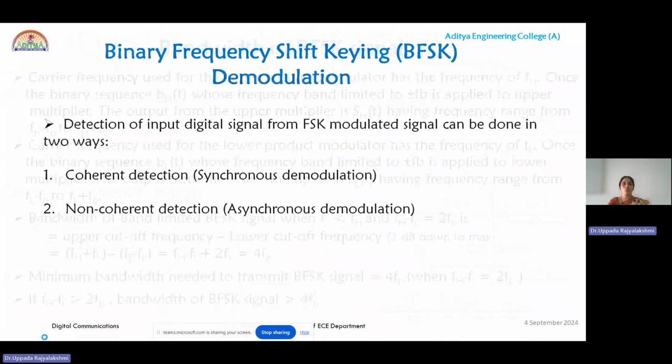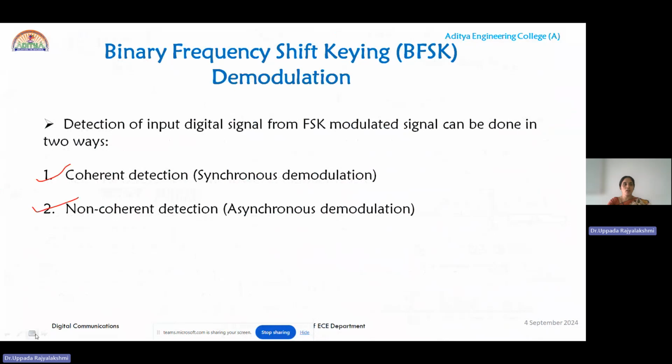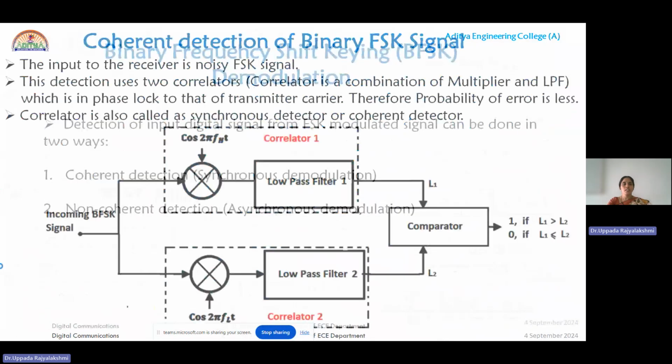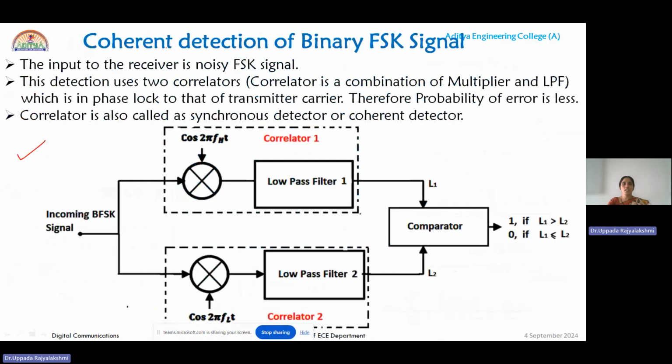So here we have two types of detection techniques. One is coherent detection and the other is non-coherent detection. For coherent detection, we have a synchronous or coherent carrier. But in FSK, we know that there are two carriers, one for low frequency and the other for higher frequency. Similar to the transmitter, here also we have two correlators, one upper correlator and the other lower correlator.